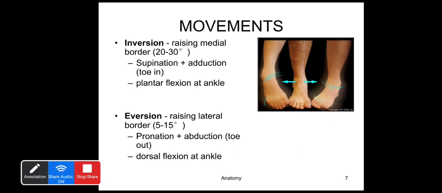So the supination and adduction at the forefoot, plantar flexion at the ankle. So that is the inversion at the subtalar joint, accompanied by these two movements: the supination, adduction at the forefoot, and plantar flexion at the ankle. So that is the combination of supination, adduction, and plantar flexion at the foot, and thereby inversion of the foot.